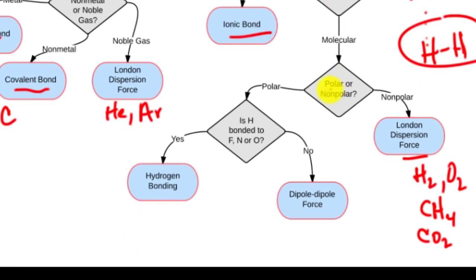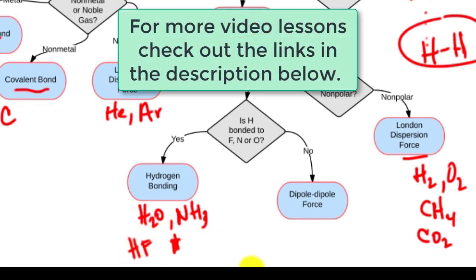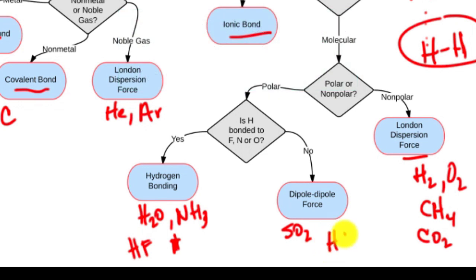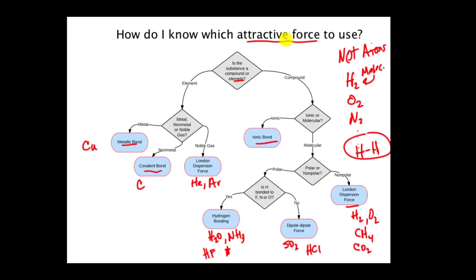If it's a molecule and it's polar, then you have to watch for hydrogen. Is hydrogen bonded to fluorine, oxygen, or nitrogen? If it is, then you would say hydrogen bonding. Examples are water, NH3, and HF. If it's just dipole, that would be something like SO2 or HCl. Those would be examples of dipole attraction forces. So it's a nice little flow chart to help you figure out what attraction force to use.